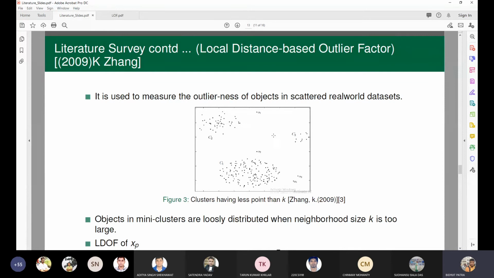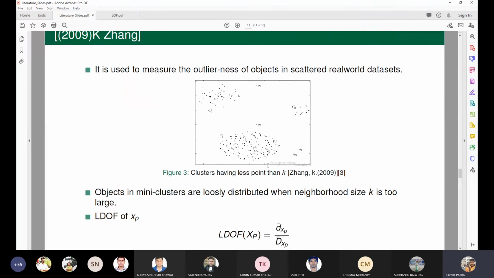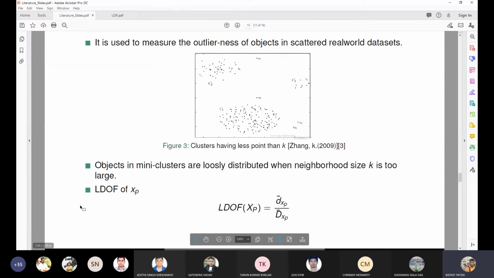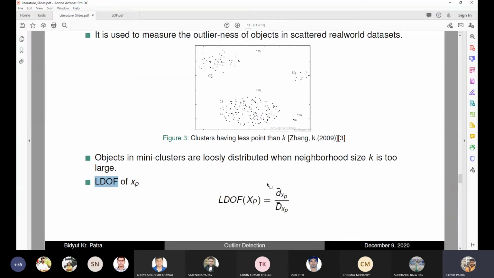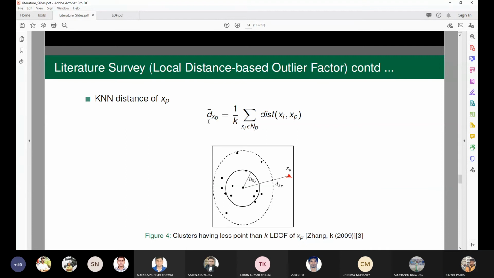Therefore, Zhang introduced an outlier detection algorithm called LDOF, local distance based outlier factor. Here they compute the value of LDOF, that is the outlierness of a point, defined by two parameters. One is small d, another is capital D. Now we'll talk about what these two are and take the ratio of the two. What is small d here? d_xp is the distance from the point xp to all its neighbors, the average neighbor distance. That is what they call small d.